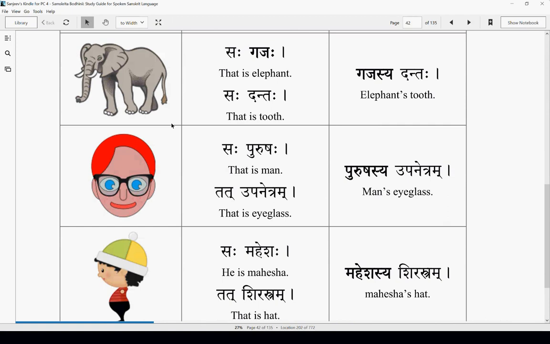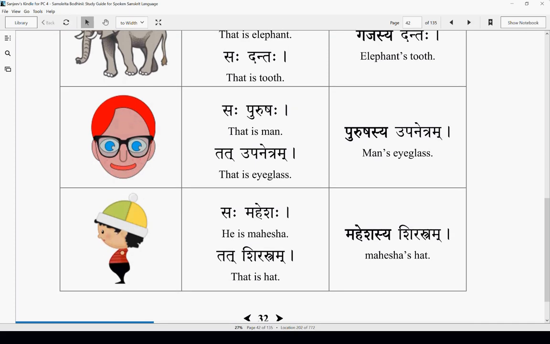Namaste Mahodaya. Saha Gajaha, that is an elephant. Saha dantaha, that is a tusk. Danta actually means tooth; the elephant's tooth is a tusk. Gajasya dantaha. Saha purushaha, that is a man. Tat upanetram, that is his eyeglass. Purushasya upanetram, man's eyeglass. Let's skip reading the English sentences, just Sanskrit.